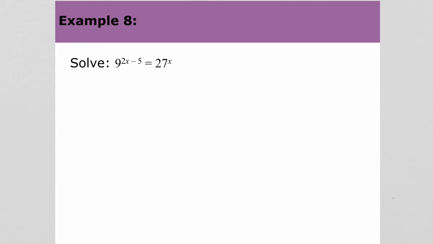And then for example 8, we're going to look at an example of an exponential equation. And we'll look at more of these in the future. But what we've got here is 9 to the 2x minus 5 equals 27 to the x. There's a rule that says if you've got b to the x equals b to the y, then you can say x is equal to y. So if your bases are the same, then you can say that your exponents are the same. Unfortunately, in this case, the bases are not the same. You've got 9 and 27.